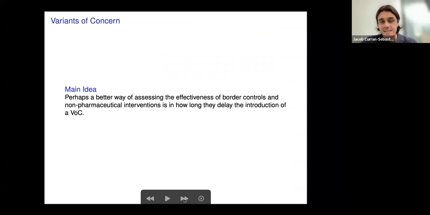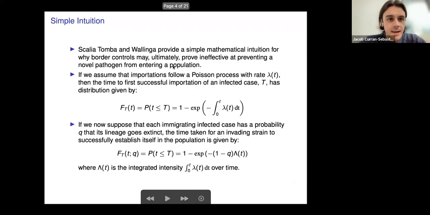So the main idea for this presentation and for my work more generally is, given that we know border controls are leaky, they're not a be-all and end-all solution. Perhaps a better way of assessing their effectiveness is in thinking about how long they delay the introduction of a variant of concern. How much time do you buy by imposing border restrictions early in the development of a new VOC? That's what I'm talking about today.